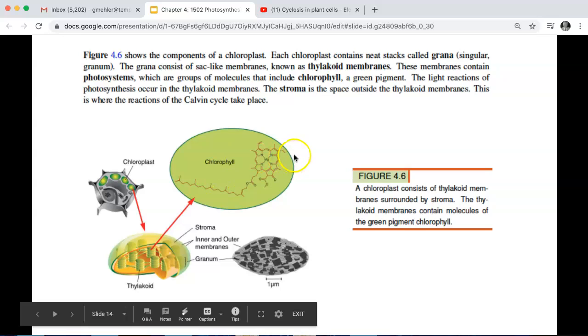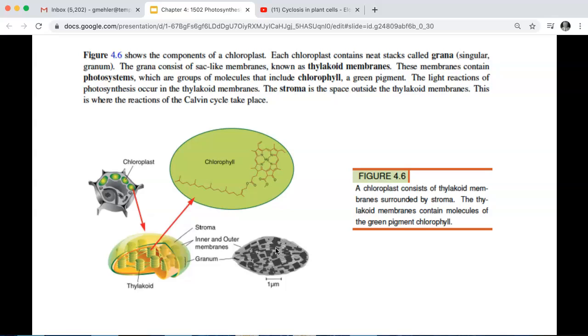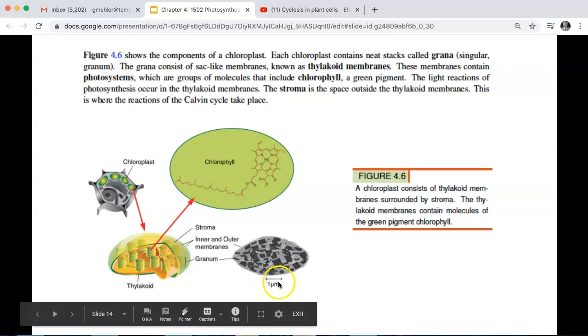Here we talk about the structure of a chloroplast. This is an actual electron microscope shot of it. Notice that the chloroplast isn't very big. In this case, that's the bar for 1 micron. They're actually about 5 microns wide.